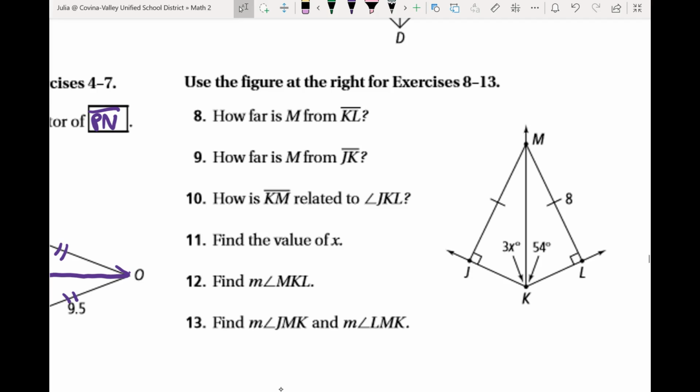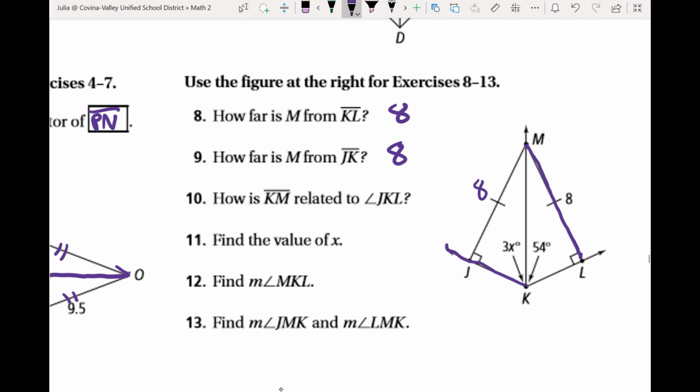Go ahead and try number 8 on your own. When it says how far is M from KL, it means what is this distance right here? And obviously that one's already given to you. But go ahead and answer 8 through 13. Okay, so the distance to KL would be 8. That was given. How far does M have to be then from JK going over to this segment? 8. From M over to JK.